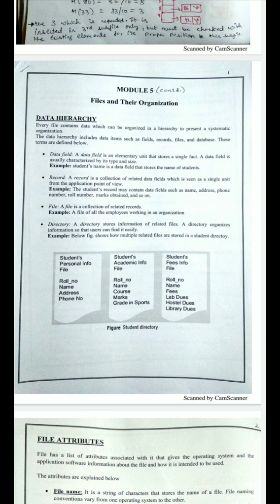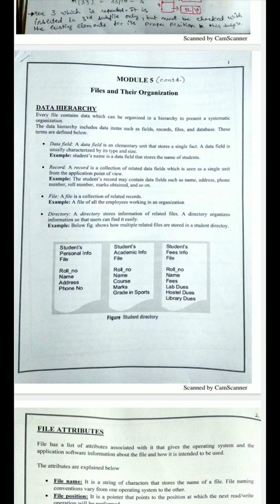A data field is nothing but the amount of data you store in a file. For example, in a student record, the student name is a field, that is the data field. Next is the record. A record is a collection of different fields. For example, a student record has first name, last name, address, phone number, roll number, and this is your record. Next, a file is a collection of records; multiple records we call a file. A directory is a set of files.